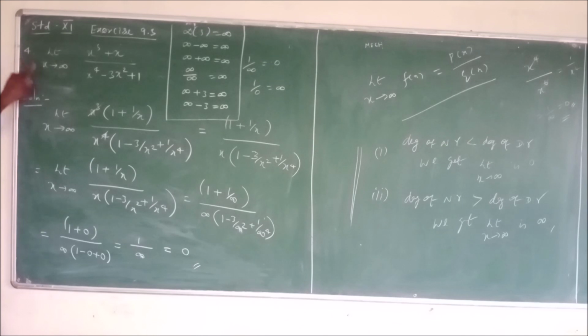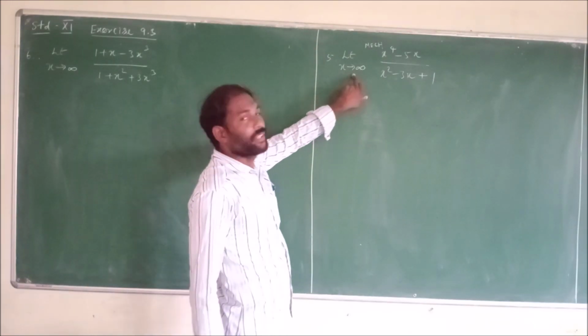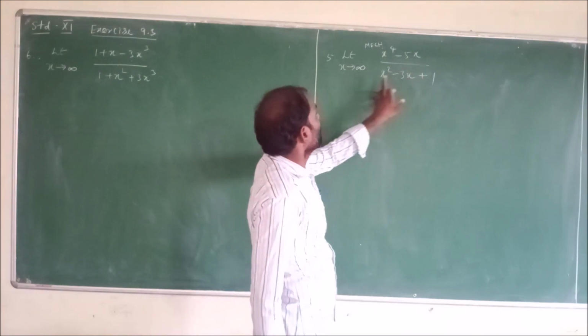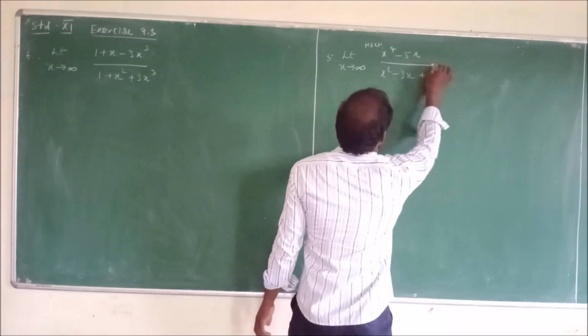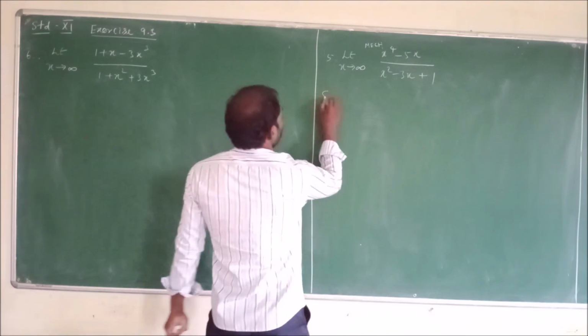Then the limit value of x tends to infinity of (x cube plus x) by (x power 4 minus 3x square plus 1) is 0. That is the fourth problem. The next problem is limit x tends to infinity of (x power 4 minus 5x) by (x square minus 3x plus 1). So this is the solution.